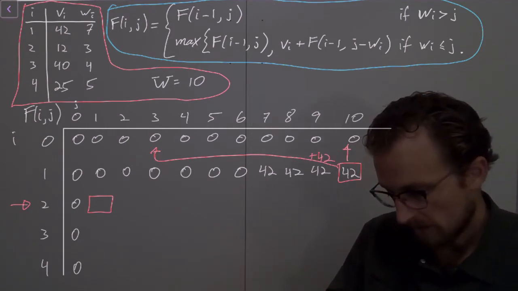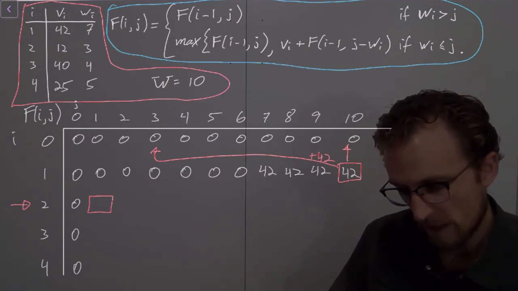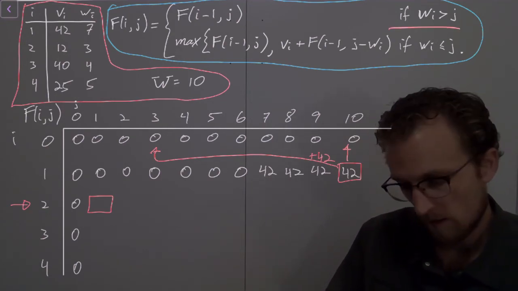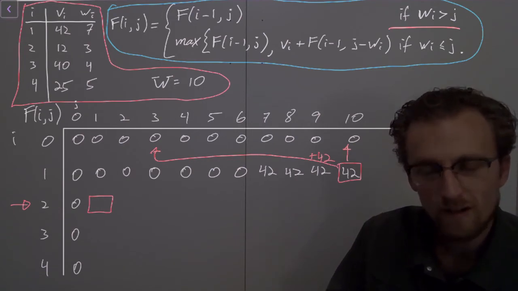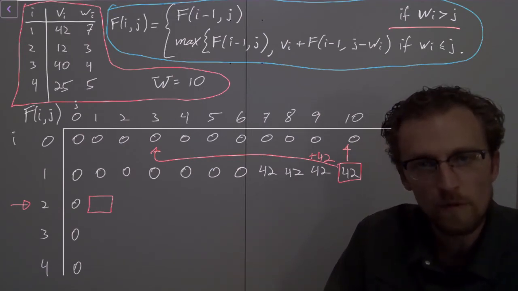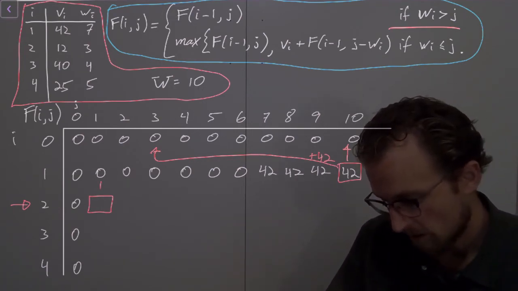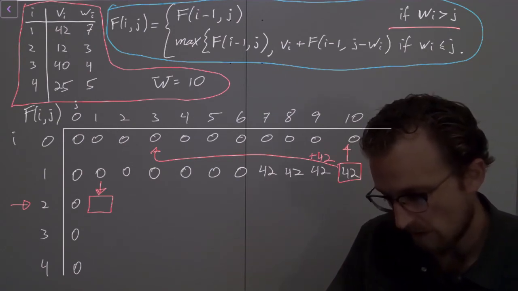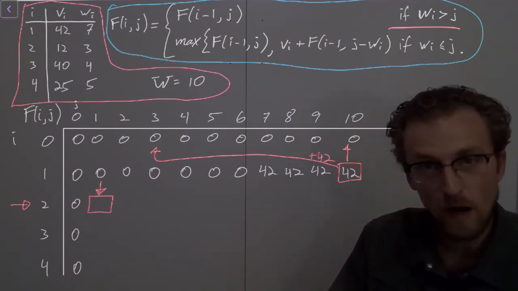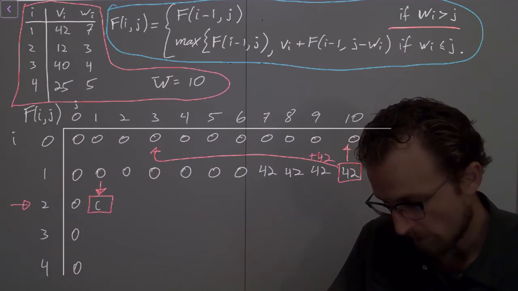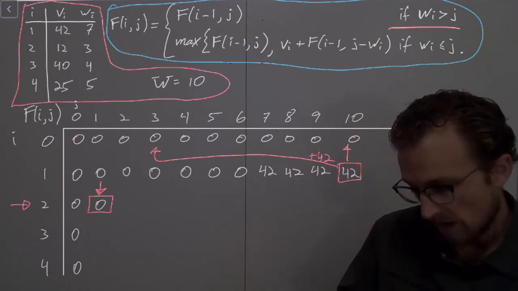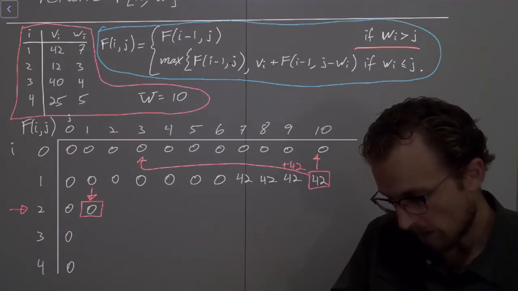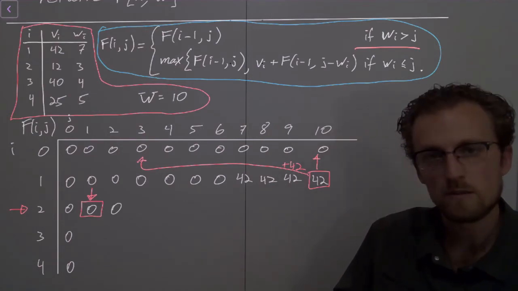Well, let's see if 2 fits, right? The first question we always ask is, does the item even fit? And here it doesn't. So what do we do? We just copy down the number that's directly above us. So we just copy that number down, as stated by our DP recurrence up there, and we just put a 0 in there. And that's going to be true when the capacity is 1 or when the capacity is 2.